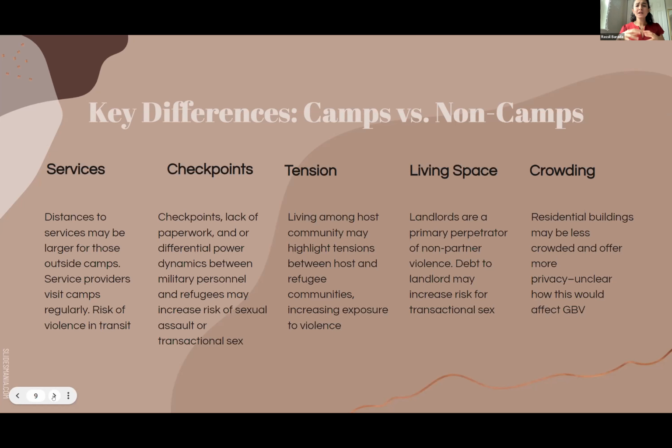The living spaces themselves, landlords are a primary perpetrator of non-partner violence. And so debt to a landlord may increase risk for transactional sex because of those differential power dynamics. And then the last is crowding. So residential buildings may be less crowded and offer more privacy than, for example, informal tented settlements where multiple families live in the same tent. But it's really unclear how this would affect GBV. There isn't a lot of data on that.